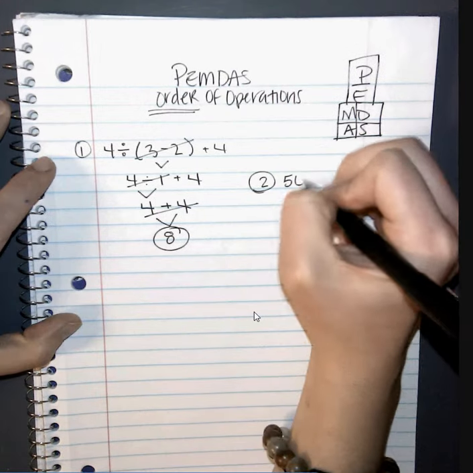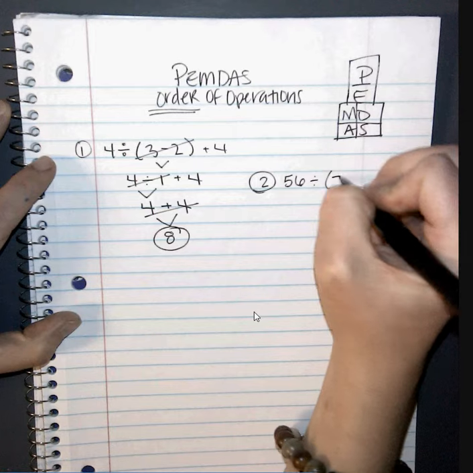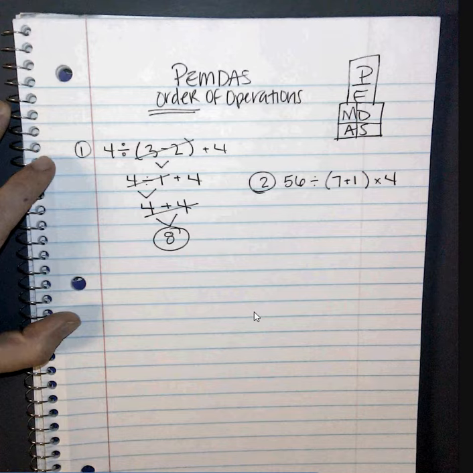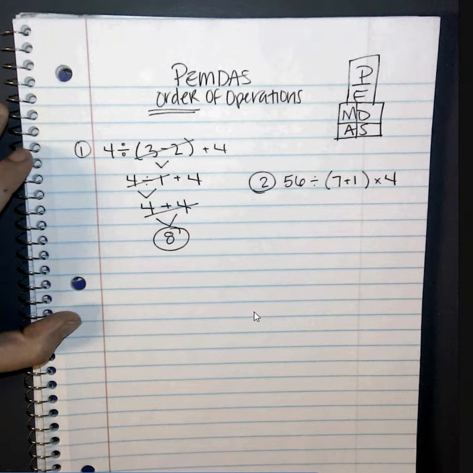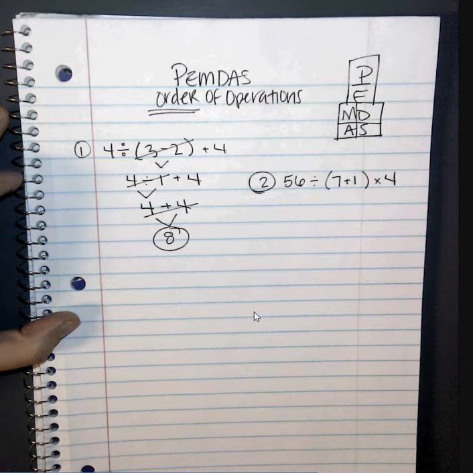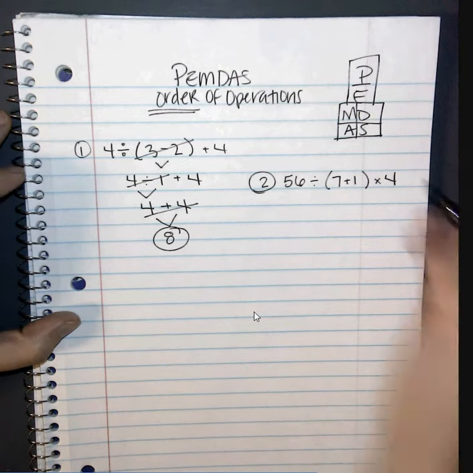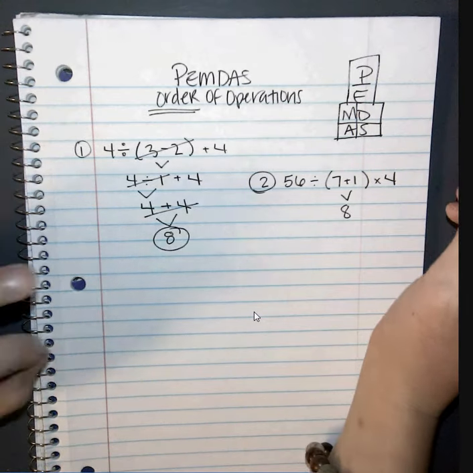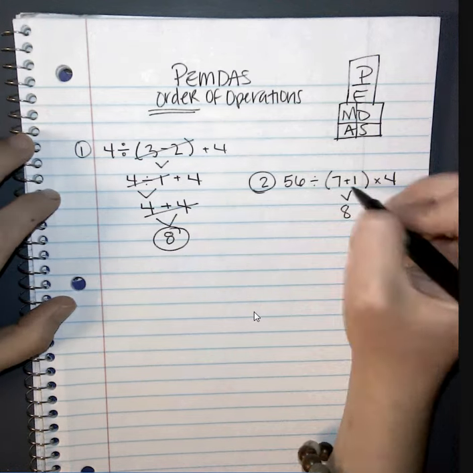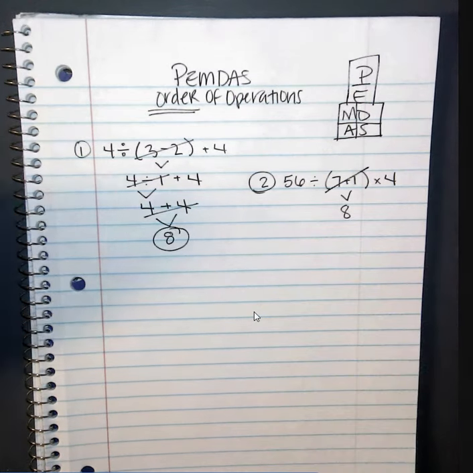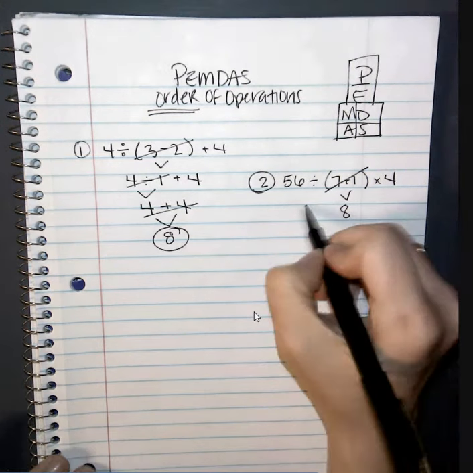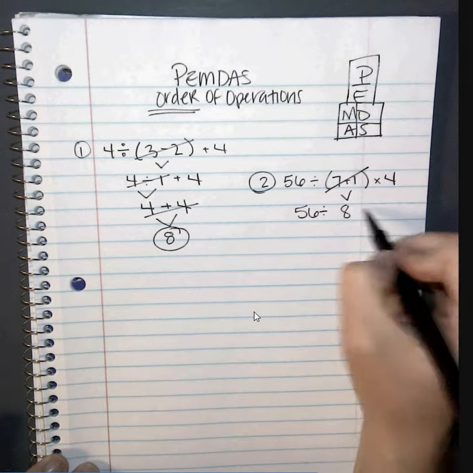We're going to do 56 divided by (7 plus 1) times 4. Okay, so this one, you may see the 56. That's a big number, and you might get a little scared, but we're going to take it very slow and simple. So 7 plus 1 is going to give me 8, because that is in the parentheses, we do that first. We cross it off. Now you need to ask yourself, what do I do next? Well, I need to bring everything down. 56 divided by 8 times 4.